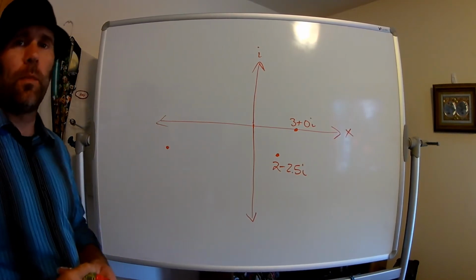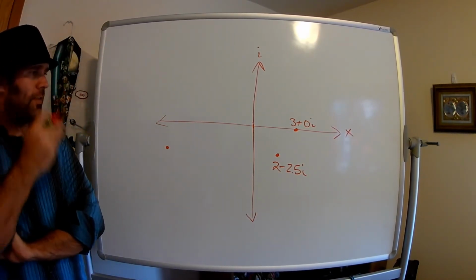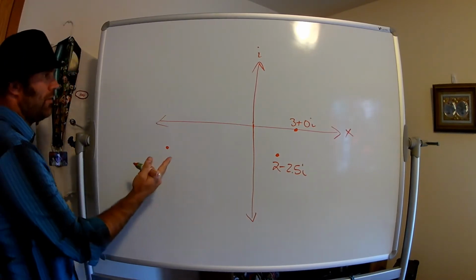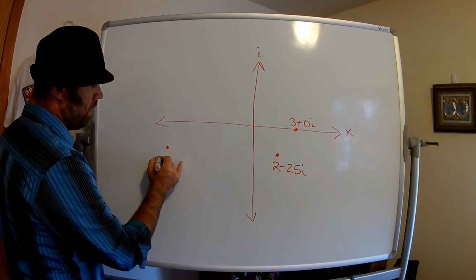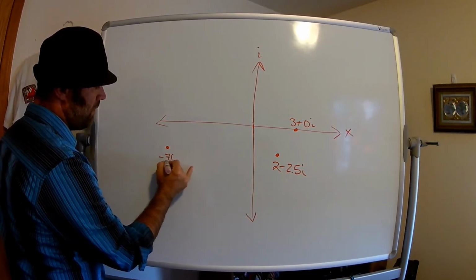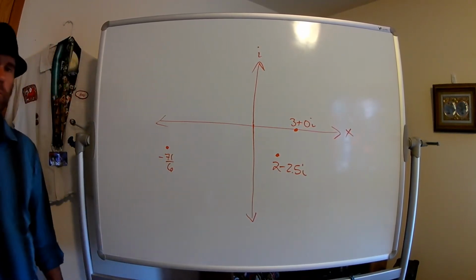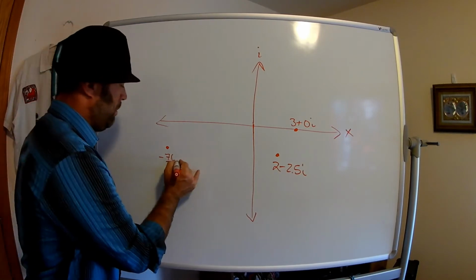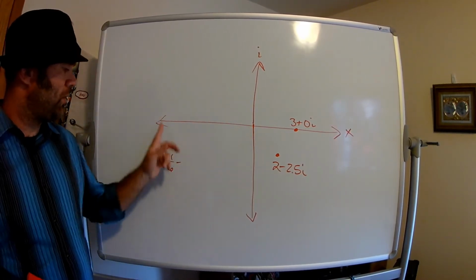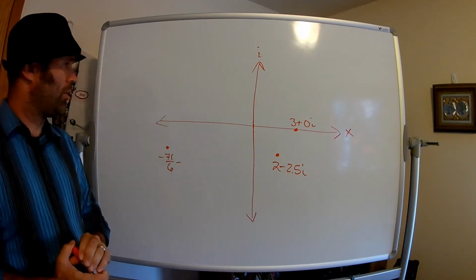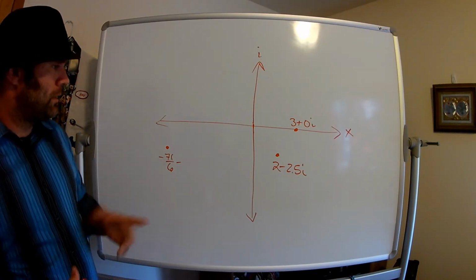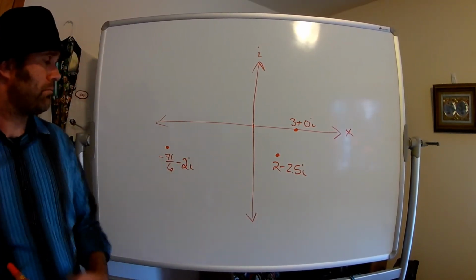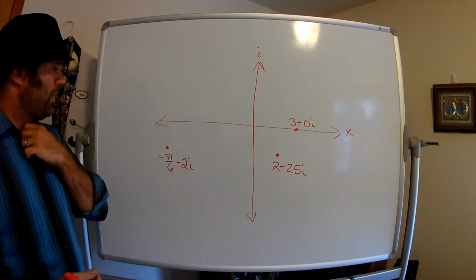Let's go ahead and look at a number way over here. So this number is negative in the x direction and negative in the i direction. So let's see here. We could say this is negative 71/6. Why not? I just made that up, but it's a reasonable made-up number. And it's down maybe not quite as far as this guy. So maybe this is 2 minus 2i. And there you go. This would be an imaginary axis.